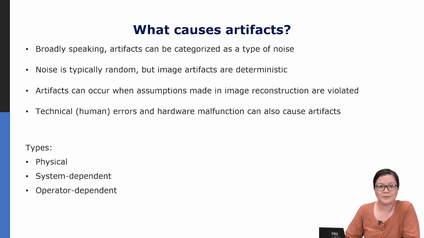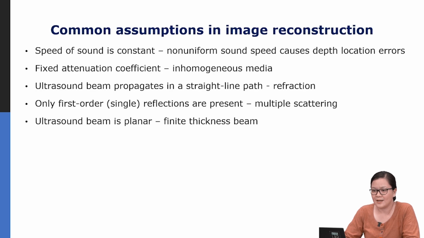There are also several types of artifacts that exist. It can be a physical artifact, it can be a system-independent type, or it can depend on the operator. Let's go over some of the common assumptions in image reconstruction that, when violated, can also cause artifacts.